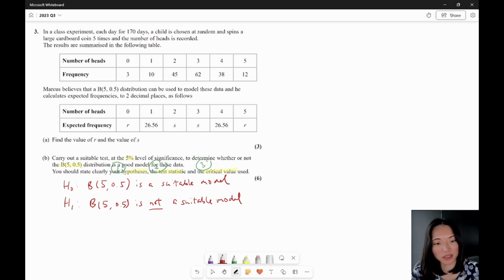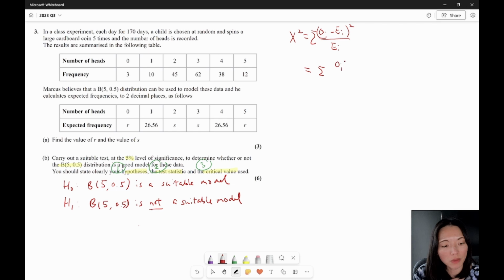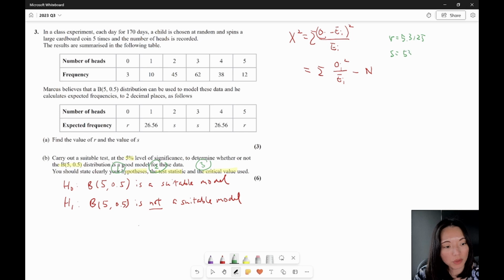What about the test statistic? So you may remember the formula for the test statistic is in this form. Sum of all of these observed values minus the expected values all squared divided by the expected value. Some of you may remember that this could also be written in this form, which is much simpler for us to work out. And N, the big N, is the total number of observations. Now let's work that out. And by the way, let's write down R equals 5.3125 from our previous part, and S equals 53.125 from the answer to our previous question.